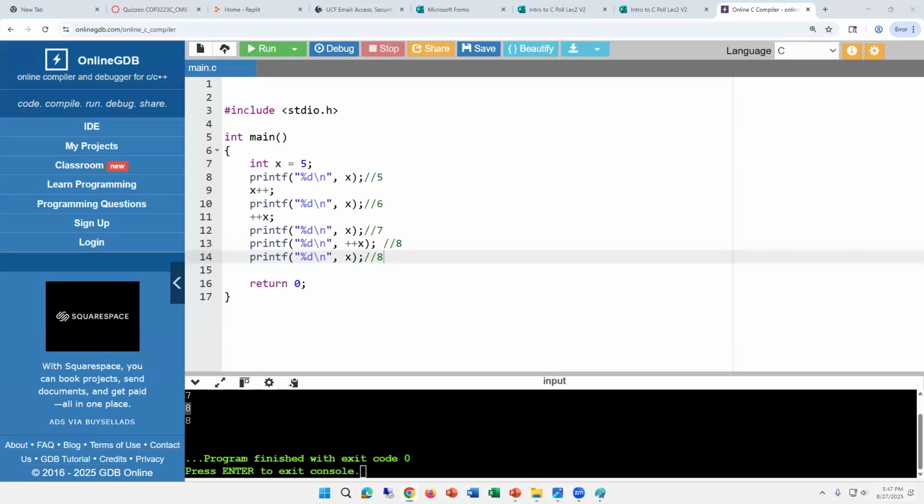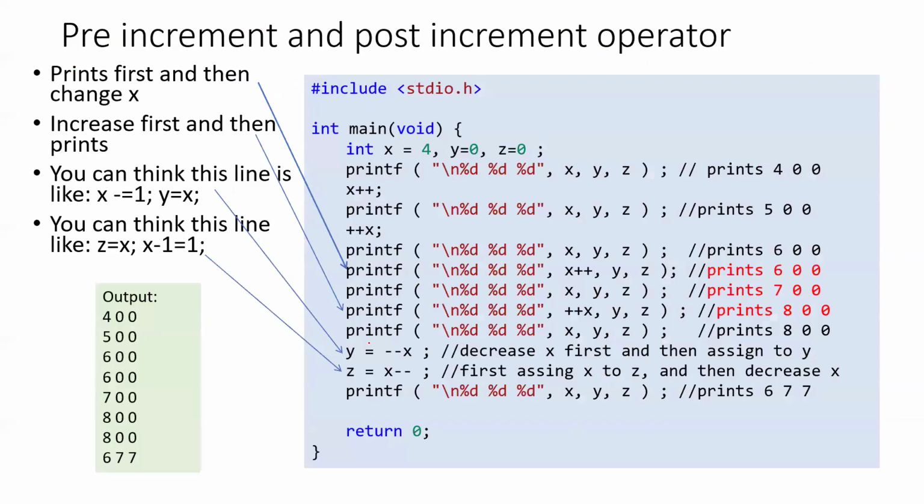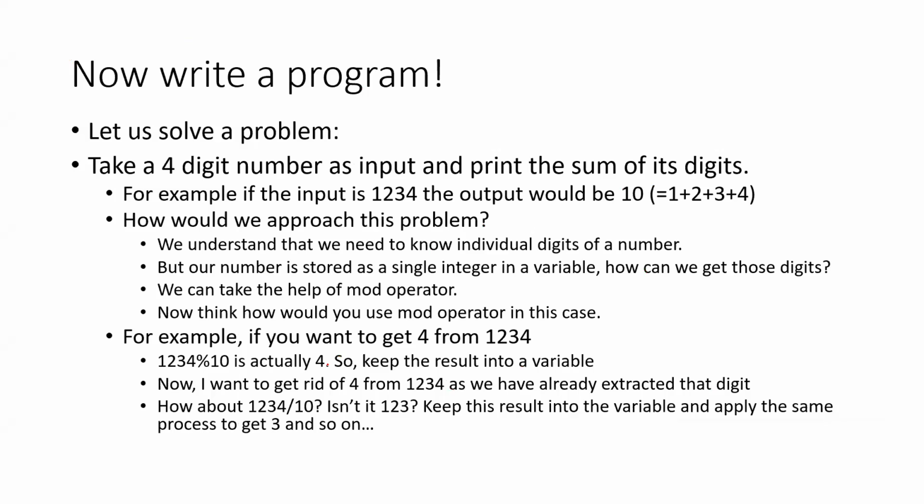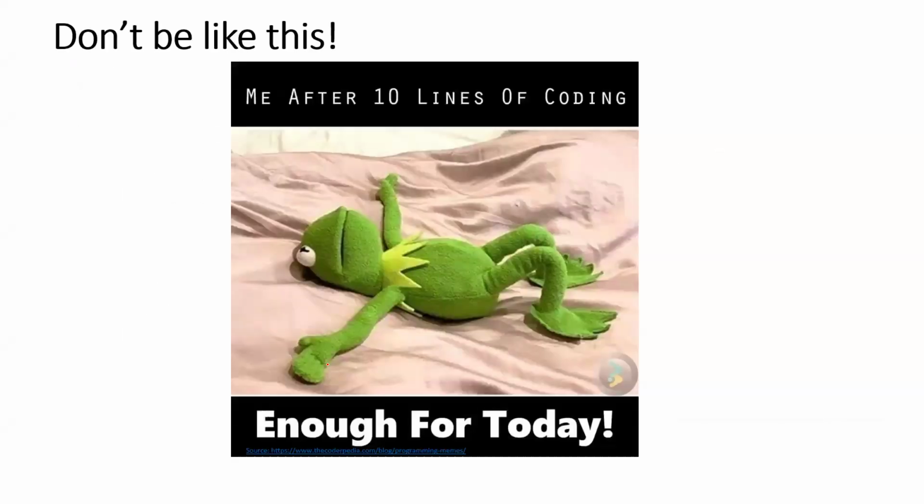Got it? I see we are already out of time, but there is one example I just could not finish. So see here, y = --x and z = x--. These two are very important, and 50% of you make mistakes in the test on this type of line. I will post a very short recording explaining this particular example. Okay? So we are done with this lecture topic. And that's all. Remember, you have to keep writing a lot of code. Don't be like this after writing 10 lines of code. Okay? Thank you.